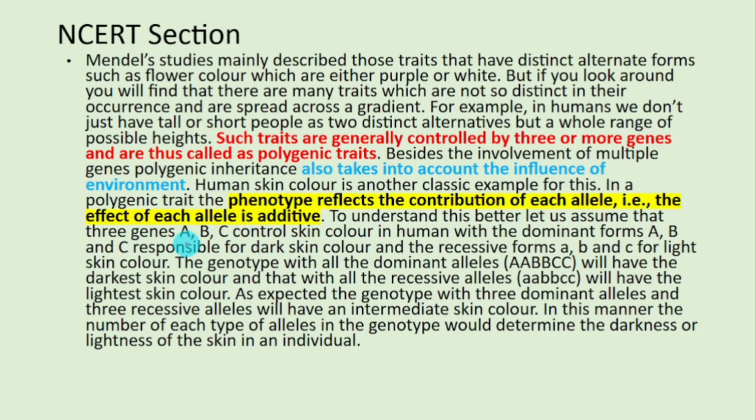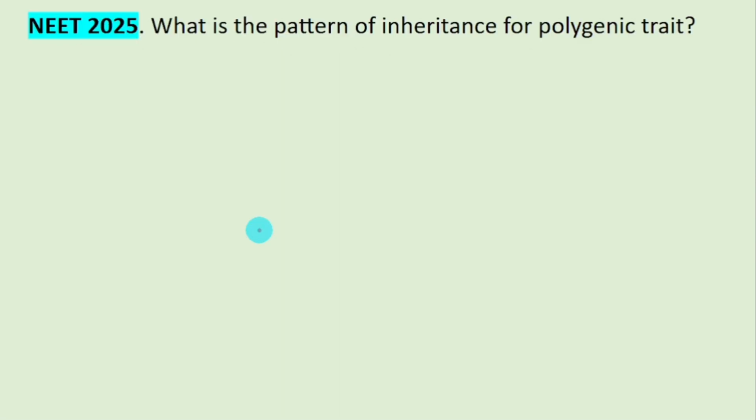So three genes are A, B and C. Okay, the genotype with all dominant alleles will have darkest skin color and that with all recessive alleles will have lightest skin color. So the number of each type of allele in the genotype would determine the darkness or lightness of the skin in an individual. So this is all about polygenic inheritance and skin color inheritance given in NCERT textbook. So let us solve few questions on this topic.